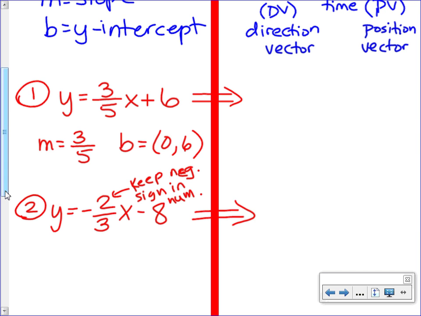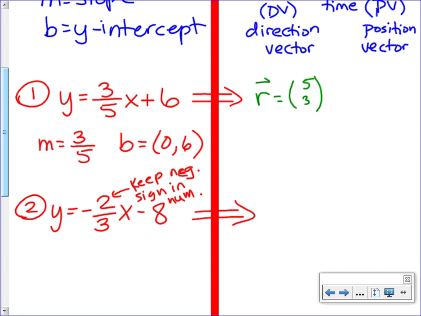So to change that into a vector equation, you ready? Here we go. Remember, vector is x over y. So the direction vector is x over y. Well, in slope, it's y over x. So you've got to flip it. So your direction vector for this thing is 5, 3.